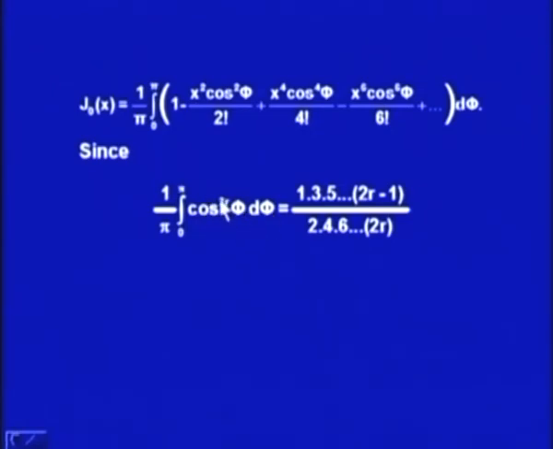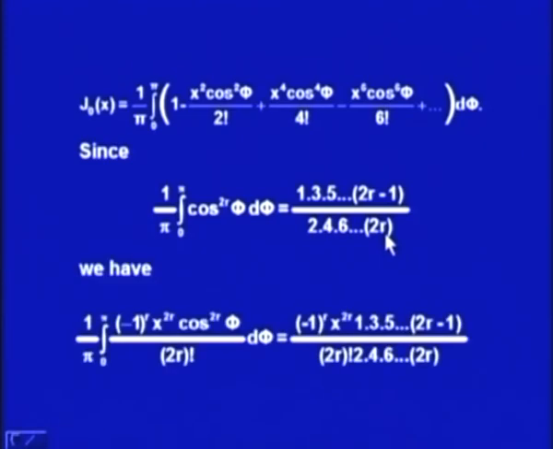Now, from gamma functions we know that integral 0 to π by 2 sin θ raised to the power m cos θ raised to the power n dθ is equal to gamma (m plus 1) by 2 into gamma (n plus 1) by 2 over 2 times gamma (m plus n plus 2) by 2. So, making use of that, we can see that the value of this integral is 1 into 3 into 5 and so on to (2r minus 1) over 2 into 4 into 6 and so on up to 2r.